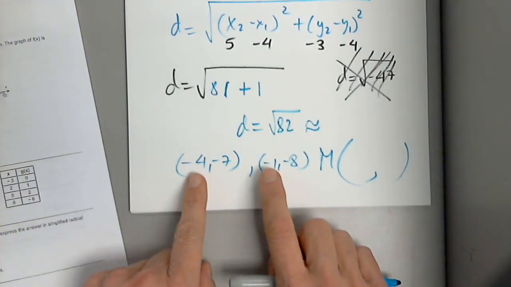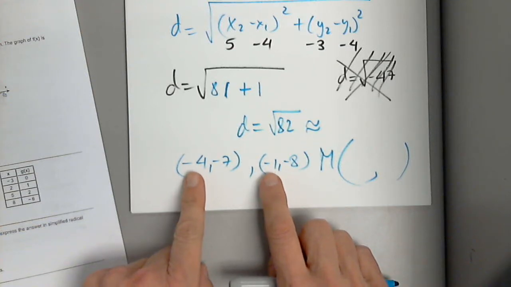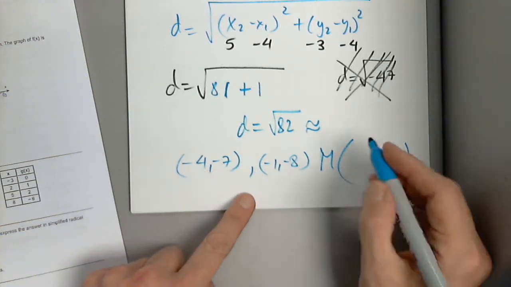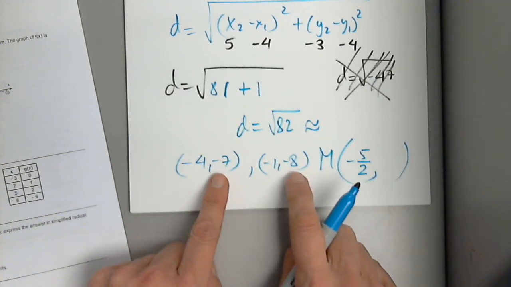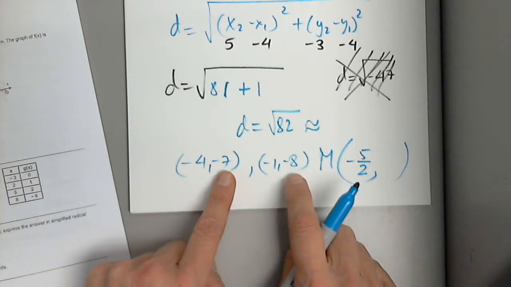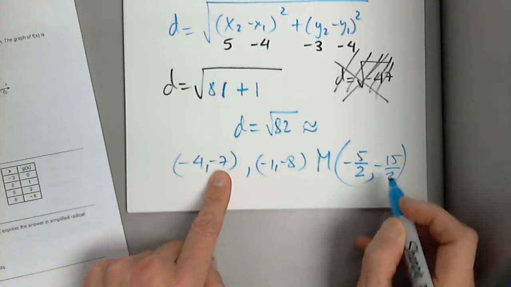Yes, let's add them up. -4 minus 1, let's add them up. Negative. Very good. -5 divided by 2. Let's add these up. -15 divided by 2. That's it.